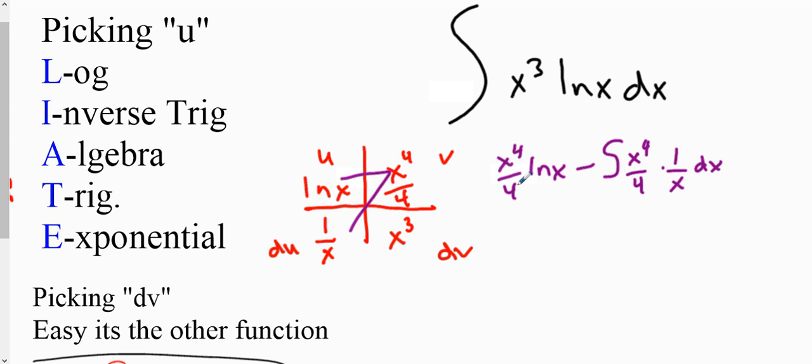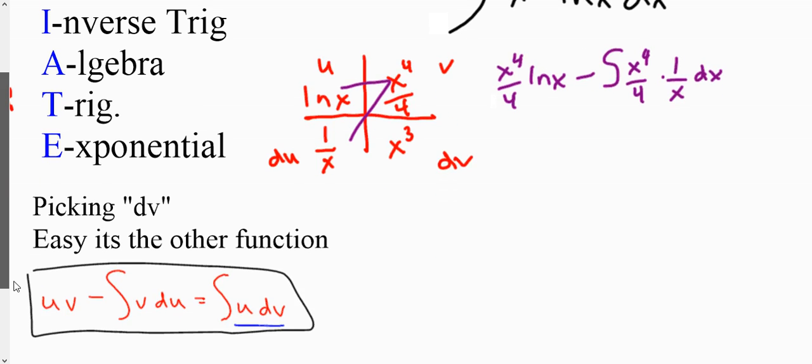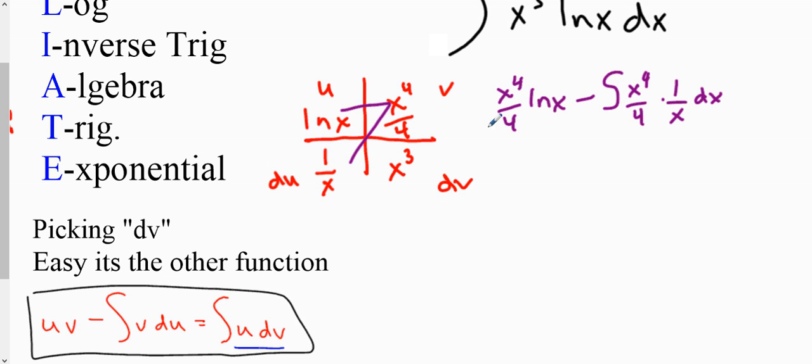What we just did was we used integration by parts, which is the reverse product rule. We have our u times v, magic 7, minus the integral of v times du. From here, we're going to simplify this. I'm going to have x to the 4th over 4 times the natural log of x right there. We're going to have minus. Now I'm going to simplify this right here.